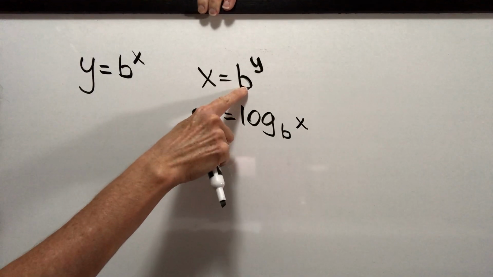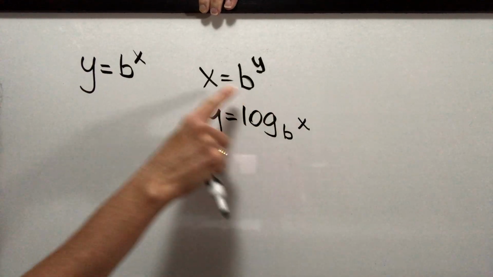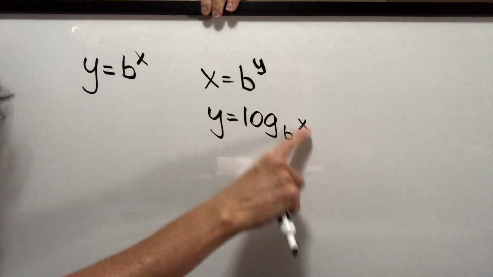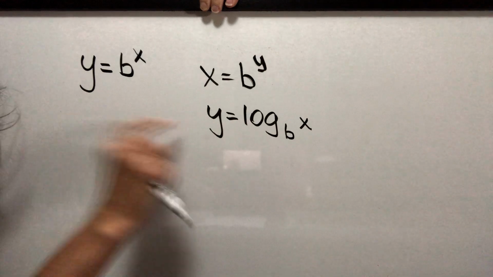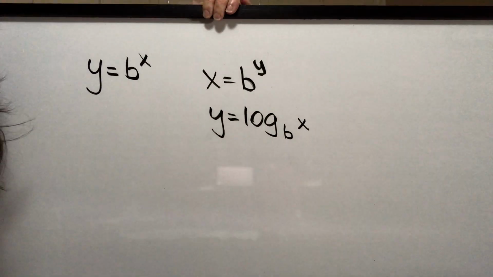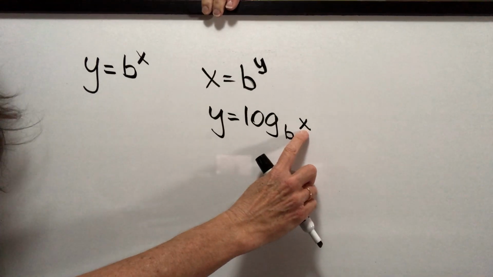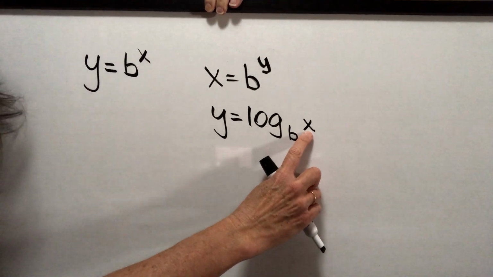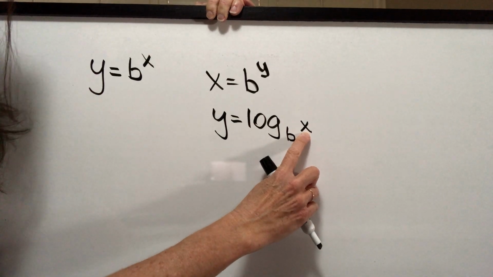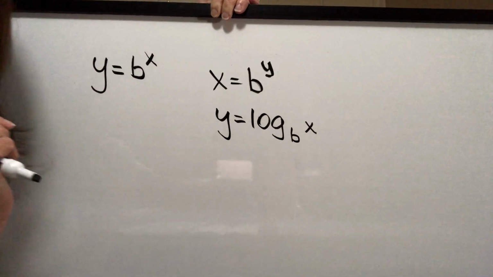The base of the exponential form becomes the base of the logarithm. The x, the number that it's equal to, is the number that you're going to take the log of, and the exponent becomes the answer. That will be the case in all of these examples. Now there is one little rule: the number x, whatever you're going to take the log of, has to be greater than 0. So you cannot take the logarithm of 0, nor of a negative number. And we'll get back to that later in the video.